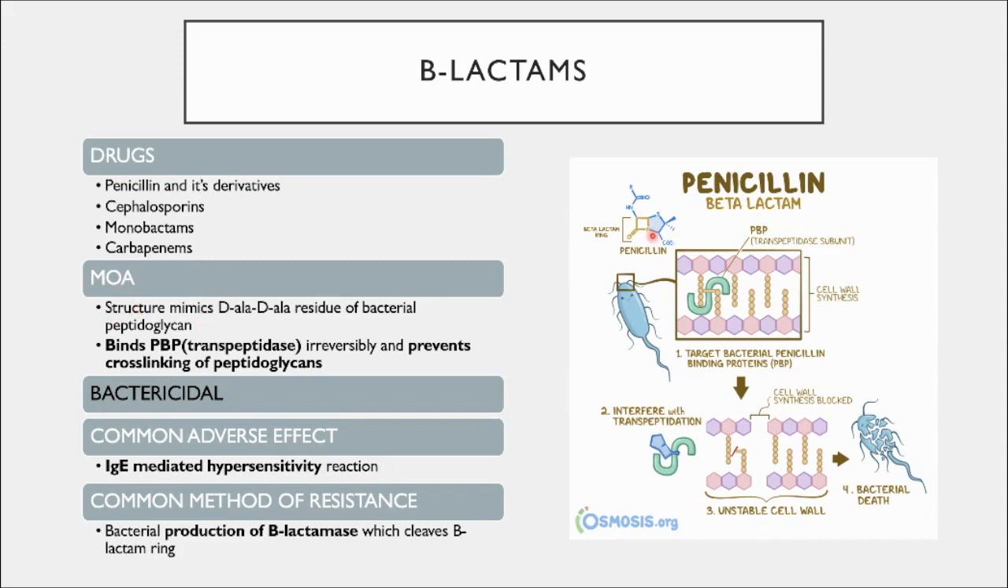So the beta-lactam itself actually mimics the D-alanine residues of bacterial peptidoglycan. So in the cell wall of gram-positive organisms, they have this peptidoglycan, and it needs to be cross-linked to actually be stable. And so there's a protein called the transpeptidase subunit, or the PBP, that basically comes in and does this cross-linking between these alanine residues.